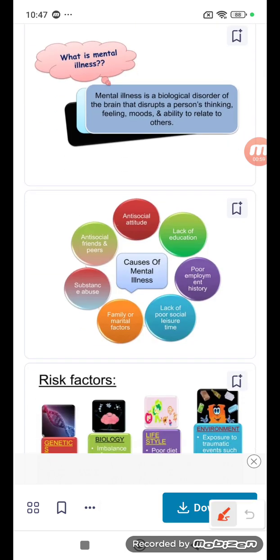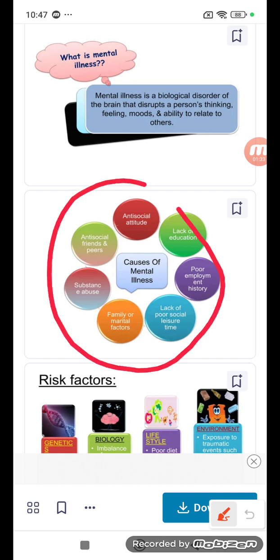What are the causes of mental illness? Just check the points. The first one is antisocial attitude. They do not mingle with others. Then lack of education, poor employment history, lack of social time, family and marital factors, substance abuse, and antisocial friends and peers. These are the points that cause mental illness.